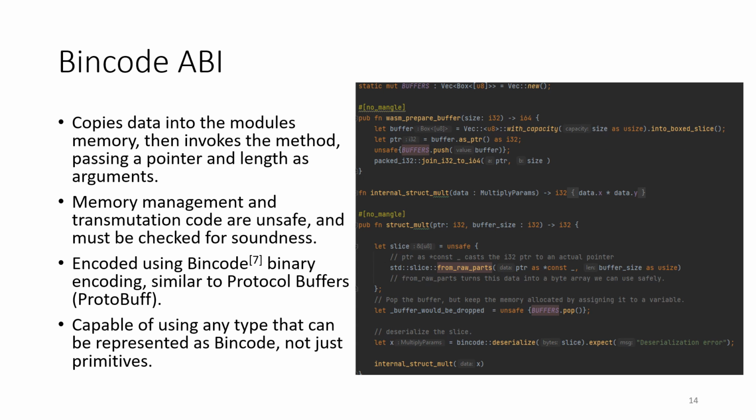For this method, we first make a call into the module to allocate a small buffer, returning a pointer to it and the length of that buffer. We then use a library called BinCode to encode the struct into bytes and copy it into that buffer. Finally, we call the main method in WASM that we wish to invoke, passing the pointer and length as arguments. The module then uses those to deserialize the buffer back into a struct that it can understand.